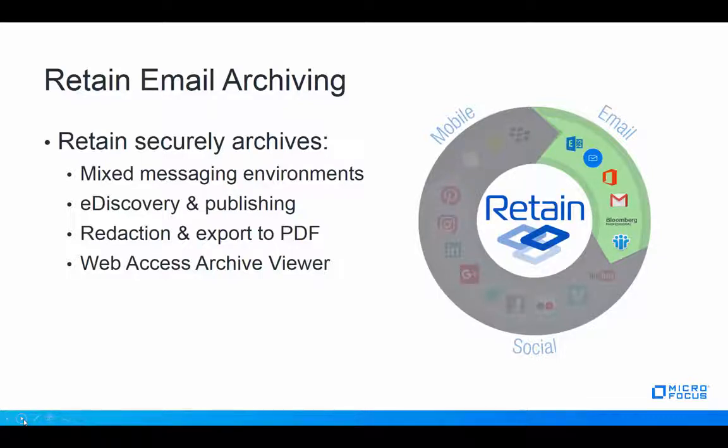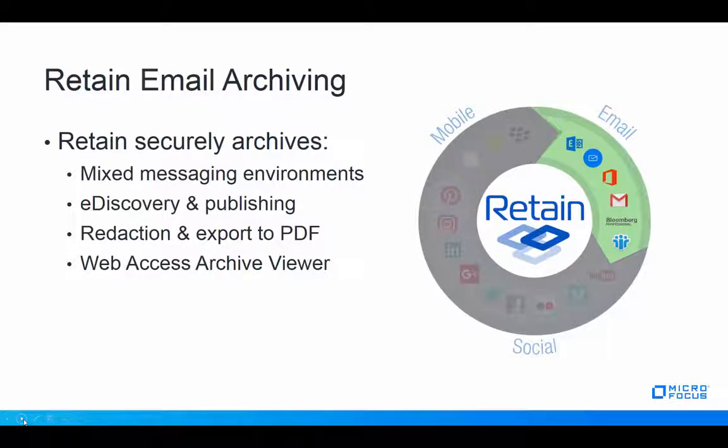But the idea with Retain is that there are different pieces. As I talked about, there's the email piece, the social piece, and the mobile piece. The email piece in particular, what's great about Retain is it archives multi-platform emails simultaneously. So what that means, and I know this is the case in a lot of schools, is that if you have two or three separate email systems, say you're running Office 365 and Gmail, you can archive both of those at the same time. So if you have your staff on Office 365 and your students on Gmail and you want to archive that, you can.